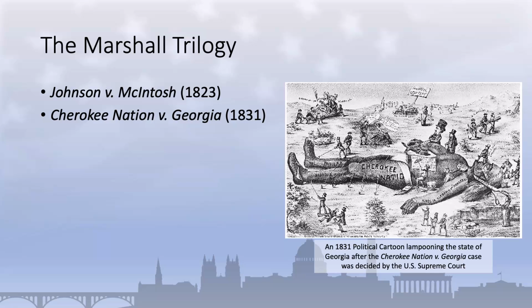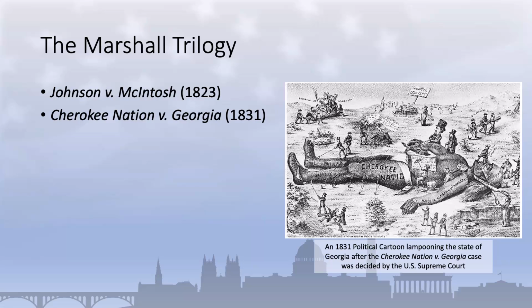For its part, Georgia argued that the Cherokee Nation was not a sovereign nation, but rather a dependent community within the state's borders. As such, Georgia maintained that it was within its rights to pass laws governing the reservation, including removing the tribe from lands in the state.